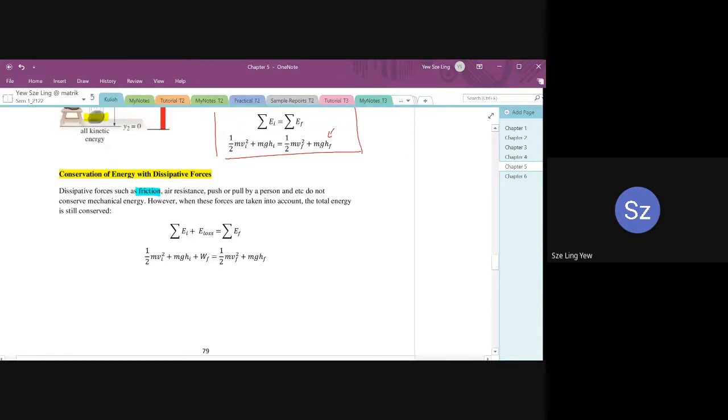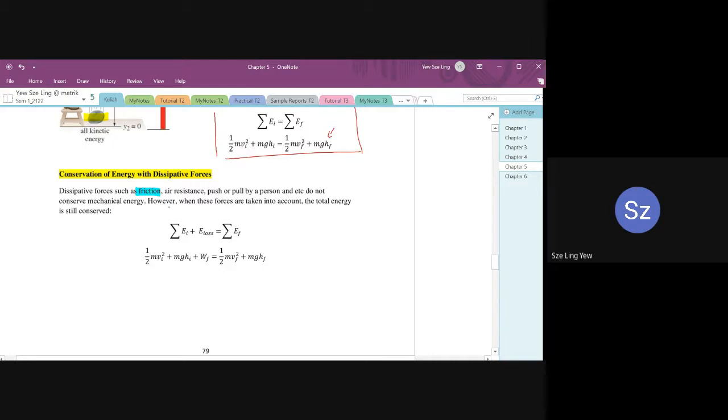Dissipative forces, such as friction, air resistance, pushes or pulls by a person, and so on, do not conserve mechanical energy. All these external forces, caused by you or by friction or by resistance, cause the mechanical energy to become not conserved.